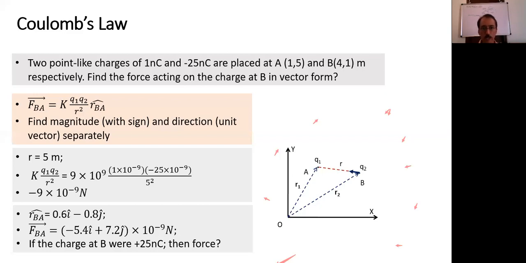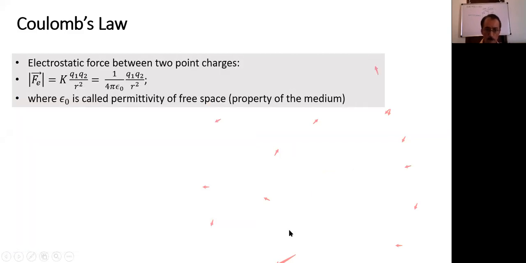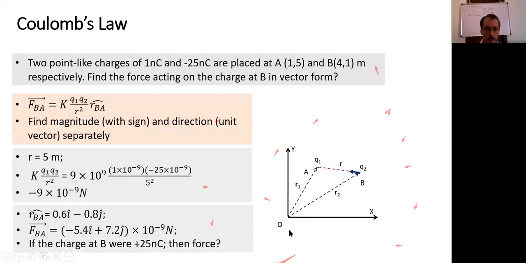X_B minus X_A will be equal to 3i cap minus 4j cap. You divide this term, 3i cap minus 4j cap, by 5, so divide by its magnitude. You get this unit vector. So what is the force here? The magnitude, this term, multiplied by the unit vector. So you will get this as the force.